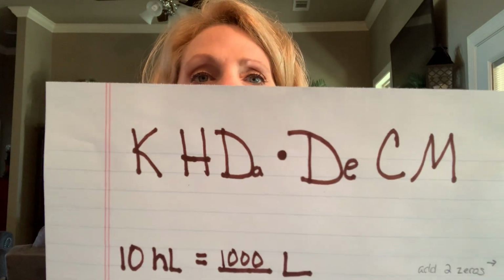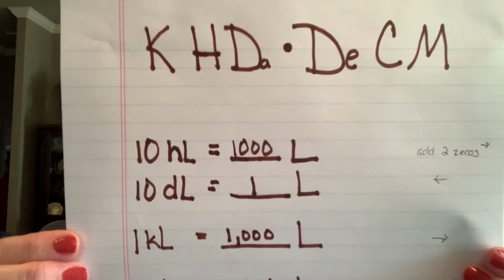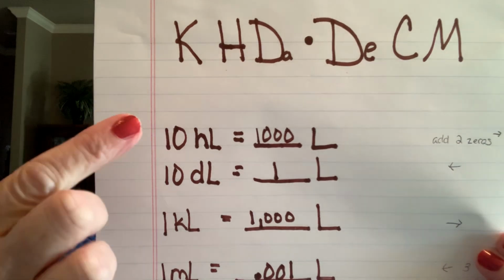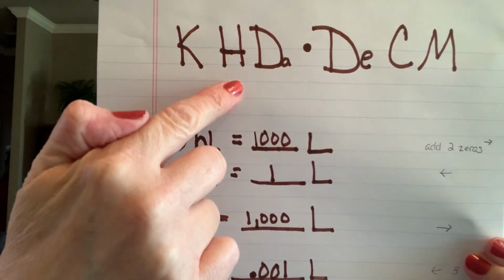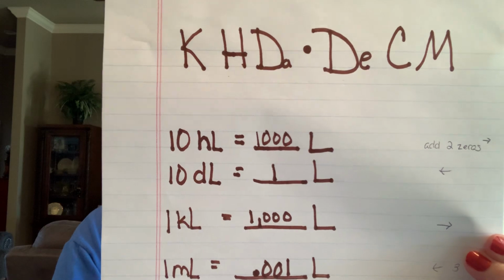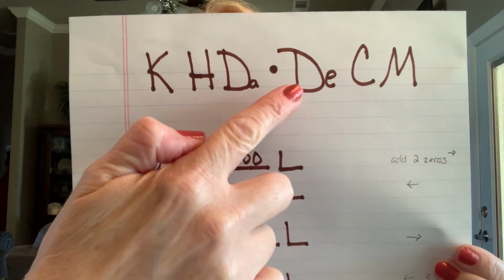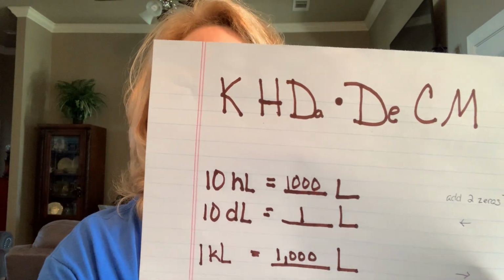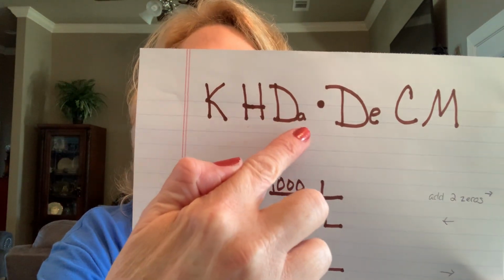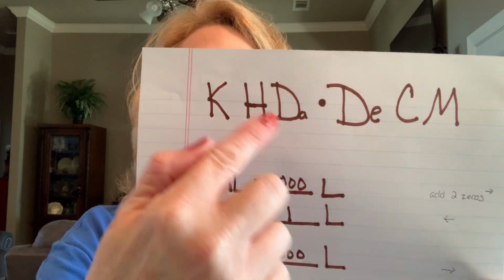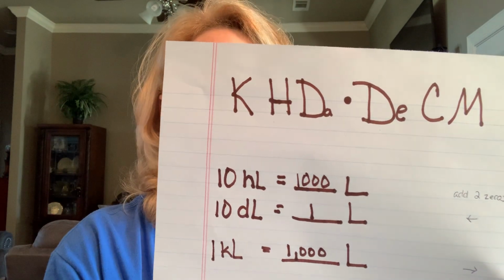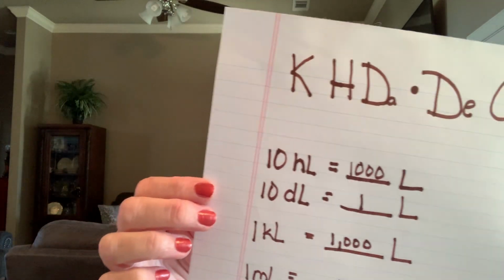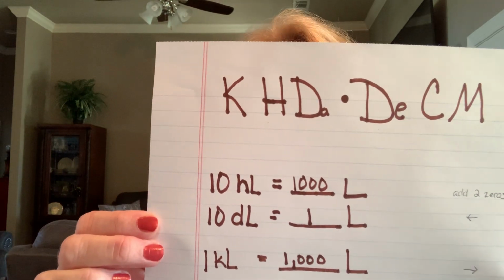So here's our King Henry died by drinking chocolate milk. Okay, so we have 10 hectoliters. With the 10, you would put your 10 here, and then you will move to liter, which is where your decimal is located. And so that would be 1, 2, 3 hops. So when you move that way, to the left, sorry, that would be 1,000 liters.